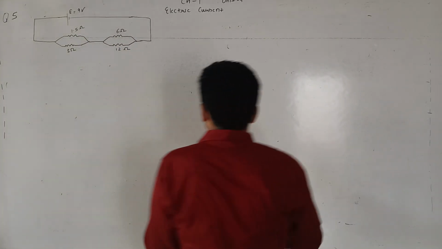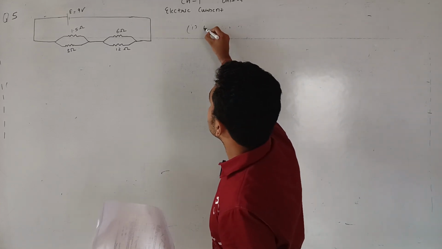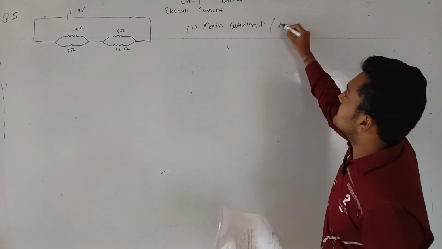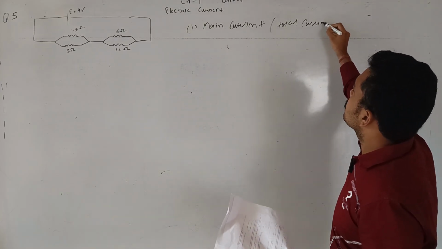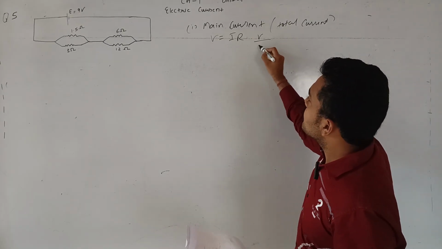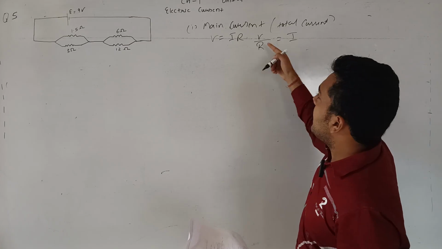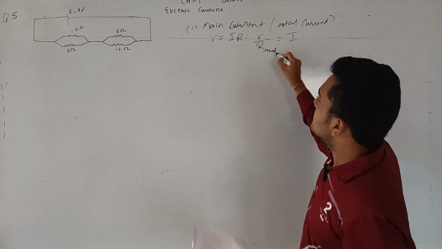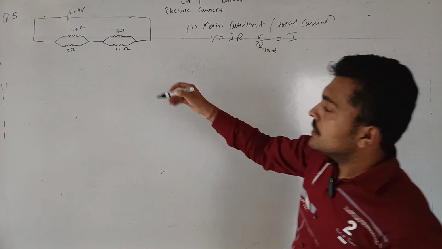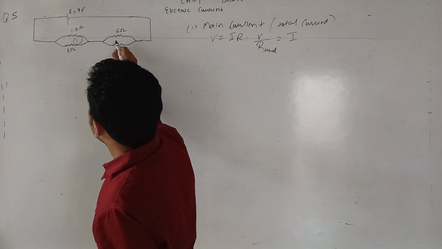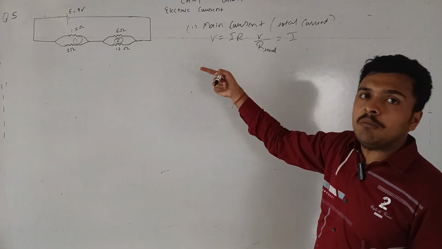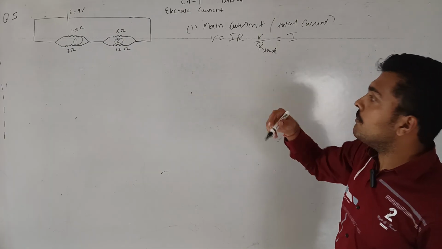So we have to find first the main current, or the total current. Main current means total current. So total current is equal to, because V is equal to IR, so V upon R is equal to I. R will be the R total, the total resistance of the circuit. So total resistance is, this is combination 1 and this is combination 2. So combination 1 is in series with combination 2.